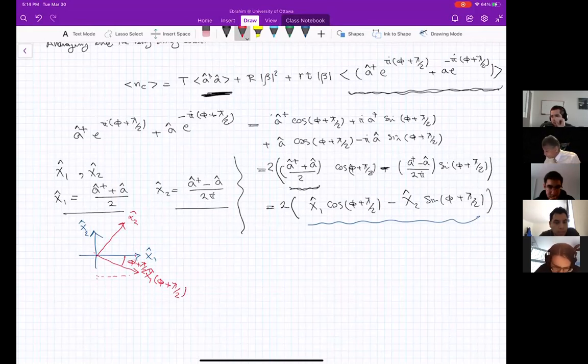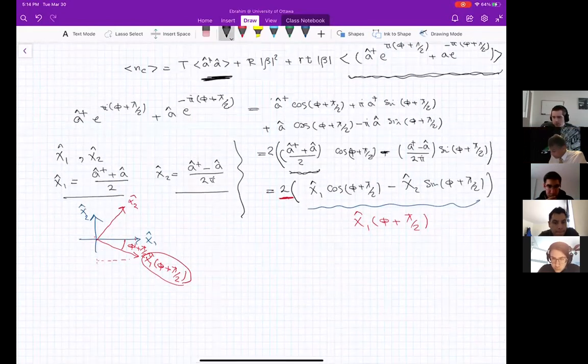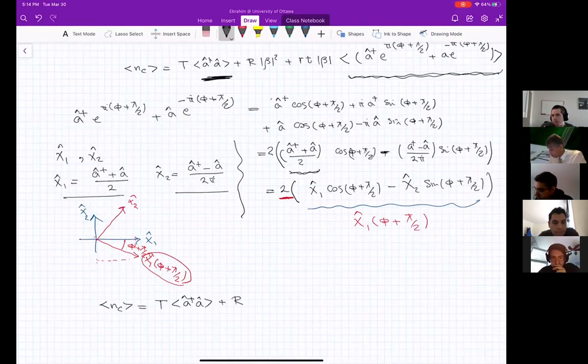Okay, so this is nothing more than x1 at phi plus pi divided by 2. This vector is a new coordinate that I have. Good. And of course, there is a coefficient of 2, don't forget that. So then NC is given by T a dagger a, which is the average on a non-quantum state, plus R beta squared, plus 2 beta RT times the average of x1 at phi plus pi divided by 2.